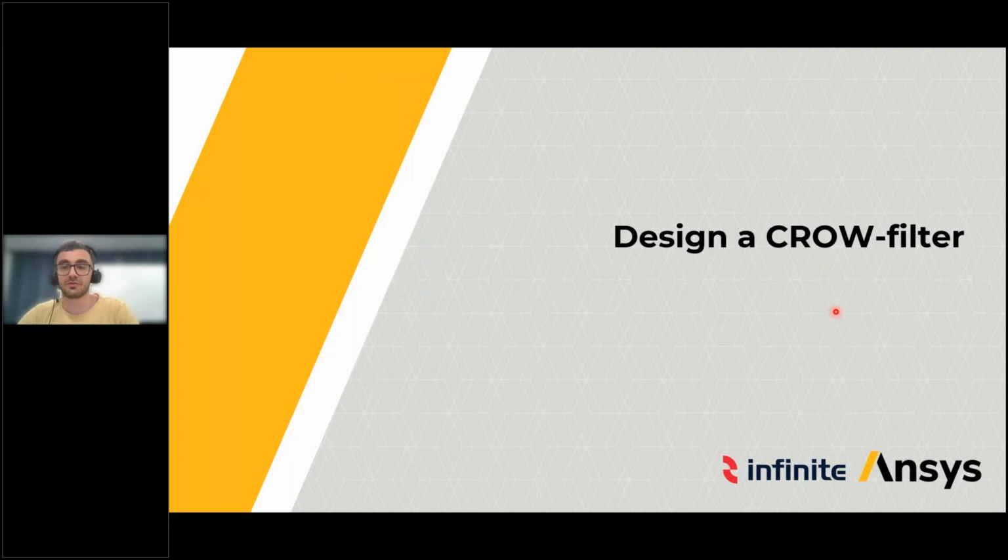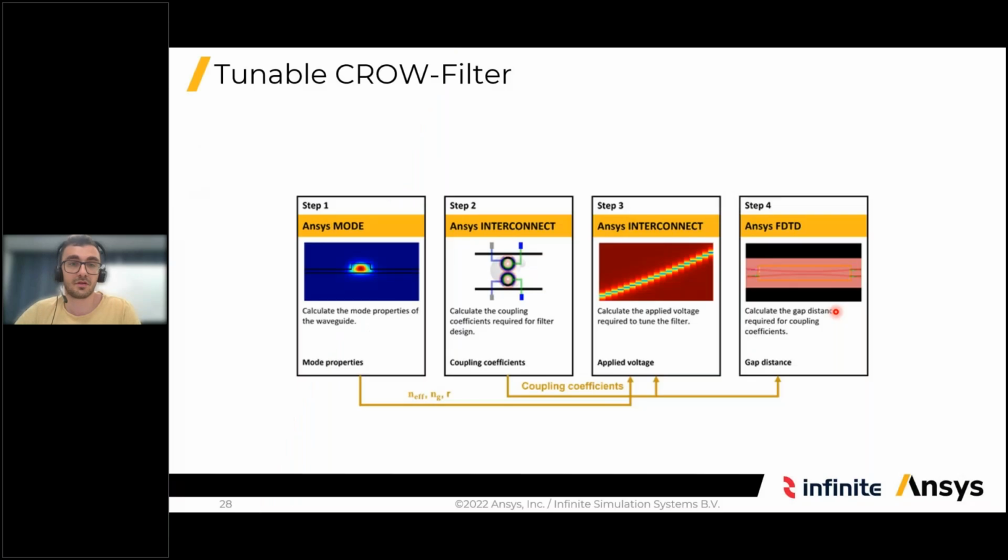So now that I've shown you some of the modules in Lumerical, I will show you how to design a CROW filter. A CROW filter is the same as a ring resonator, but it consists of multiple rings. The reason for that is that a ring resonator works as a filter, and the filtered bandwidth gets smaller the more rings you use in your design.